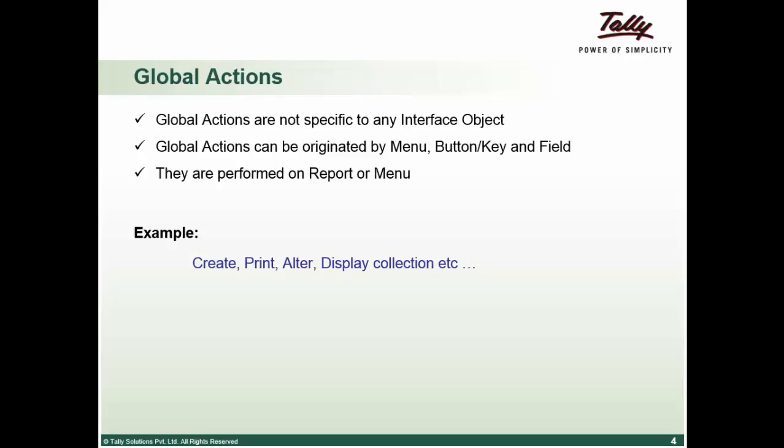For example, create report name, then display report name, print report name, alter report name, menu menu name. So global actions are not specific to any user interface object. Global actions can be originated by a menu, button, key or a field. Global actions are performed on a report or a menu. Create, display, alter, print, print collection, display collection. All these are global actions.